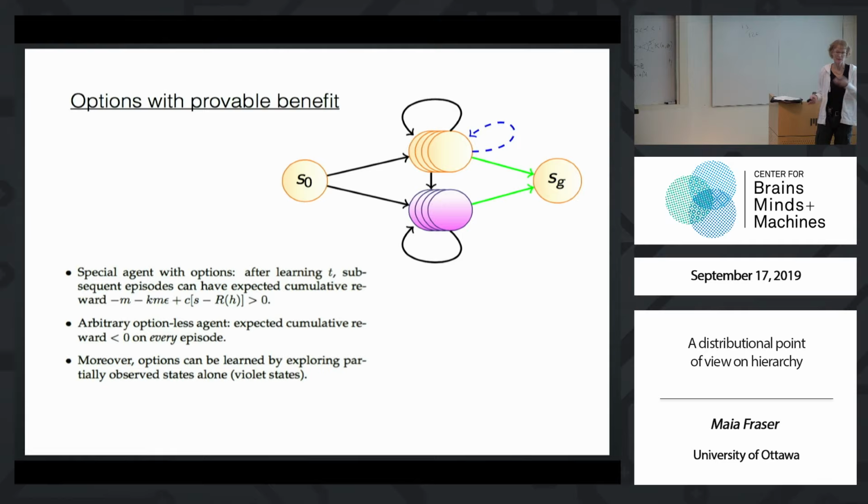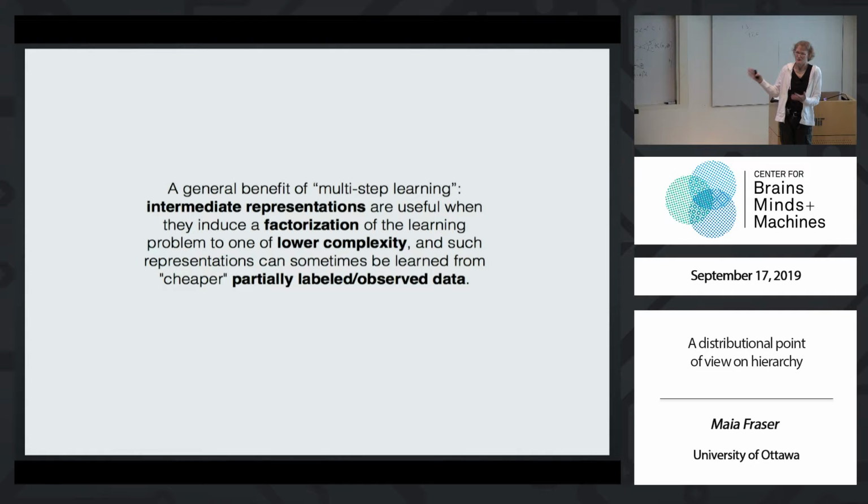So in summary, the general benefit of multi-step learning that I'm trying to get at with this mathematical formalism is that intermediate representations are useful when they induce a factorization of the learning problem to one of lower complexity. We accessed that with this VC dimension, for example, which was very low. Before, it used to be a high complexity with that gamma uniform shattering dimension that we had calculated. And the other message is that these useful representations can sometimes be learned from cheaper, partially labeled or observed data.